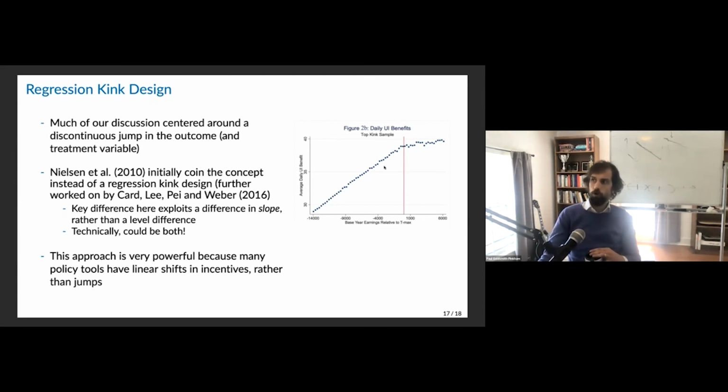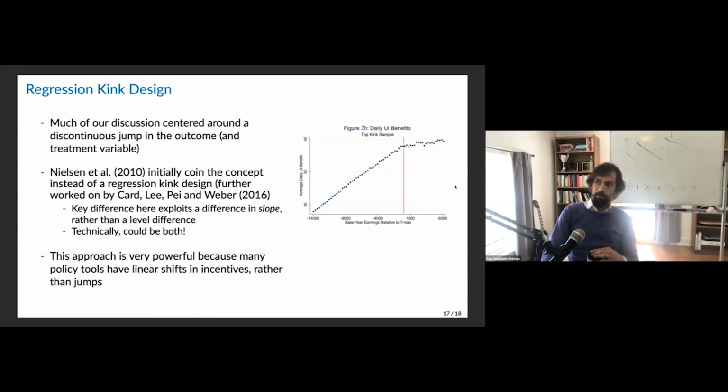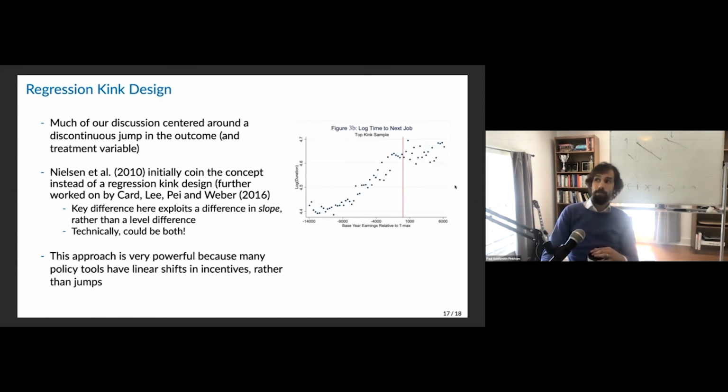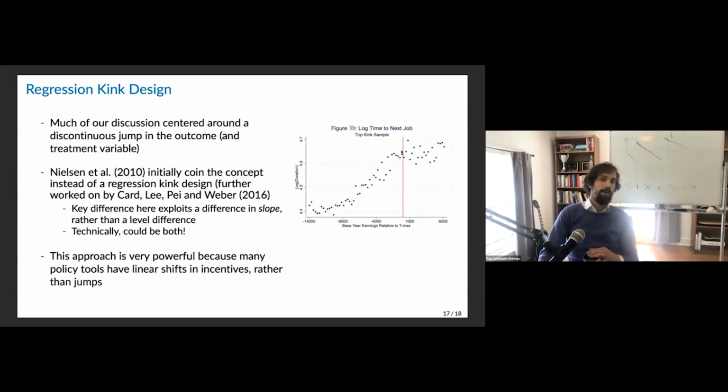So the relationship between earnings and UI shifts at a cutoff, and you'd like to exploit that because you think of people on one side versus the other as potentially comparable, in the same way as in regression discontinuity. You can see here the UI effect, and then the effect on time to next job. Hopefully it's clear that you have this flattening here, in the same way as with UI benefits. So you'd like to use this kink to identify the impact of UI on time to next job. Does that make sense?